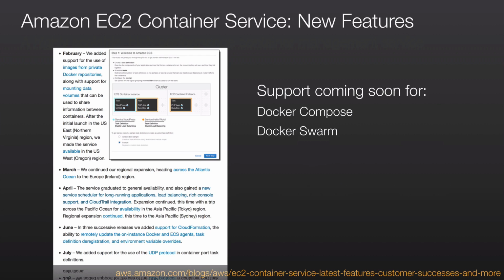Things like additional regional support, support for a long-running service scheduler, load balancing support, console support, CloudTrail integration. Quite recently, we announced at DockerCon in San Francisco that we're going to add support for Docker Compose and Docker Swarm in the near future as well. So if you're interested in running Docker on AWS, you can find out more at aws.amazon.com/ECS.